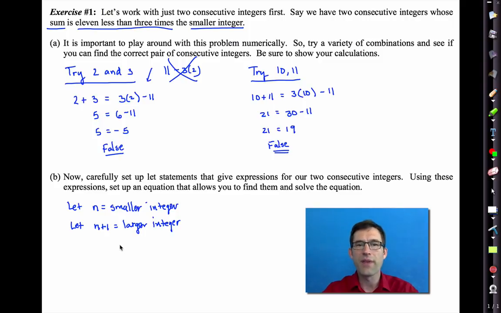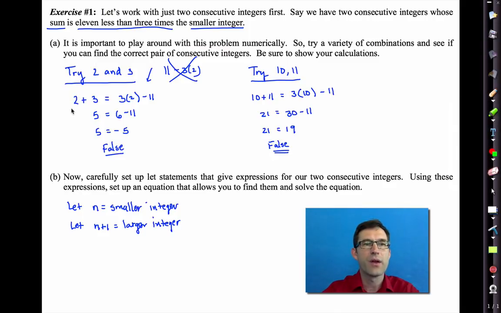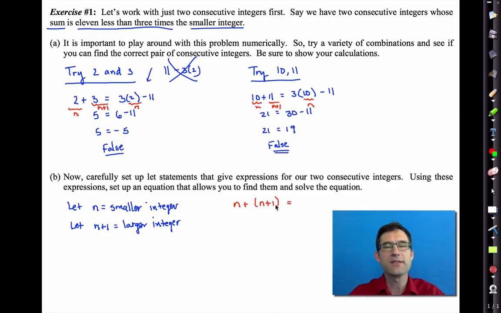Now let's translate what they gave me into a sentence. Let's do this in a different color. Here's my n, plus 1, here's my n. Likewise, n plus 1, n. So let's just do exactly that. Let's take n and add n plus 1. I'm putting it in parentheses because it is its own number, its own expression. And then we'll do 3 times the smaller minus 11.